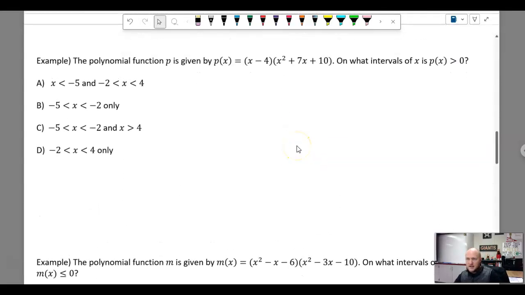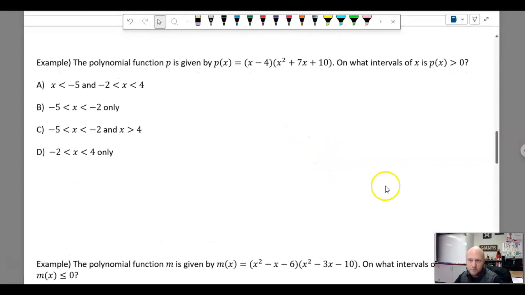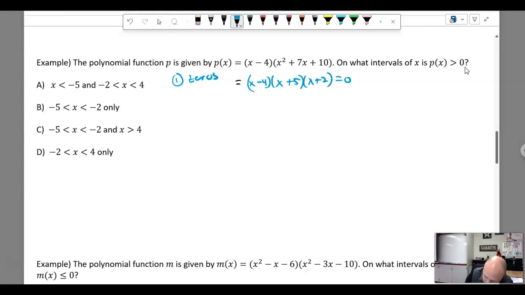So let's jump into our first example. The polynomial function p is given by p of x equals (x minus 4) times (x squared plus 7x plus 10). On what intervals of x is p of x greater than 0? First we are going to determine the zeros. Step 1, what are the zeros? I'm going to factor this, and this will help us determine our zeros. If I set this equal to 0, I get 4, negative 5, and negative 2.